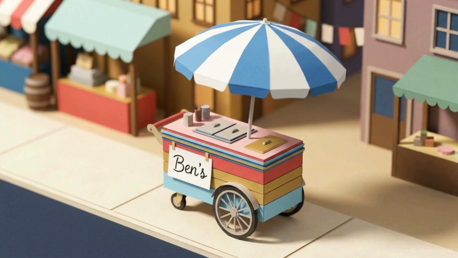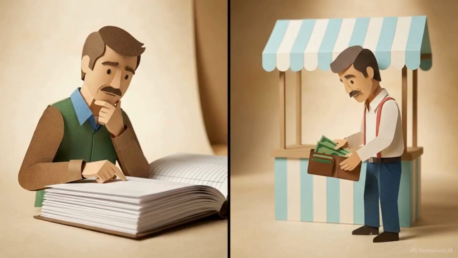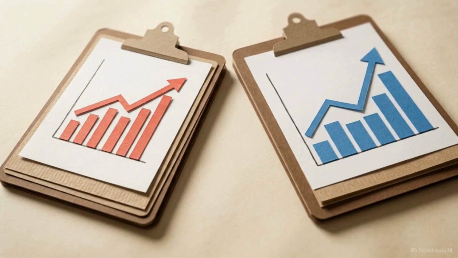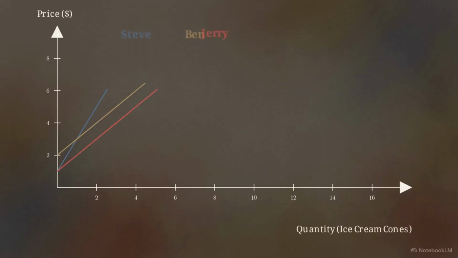Steve isn't the only seller in town. Down the street, Ben has his own cart, and Jerry operates a stand near the park. They each have their own personal supply curves based on their own costs and goals. To understand the entire town's ice cream economy, we calculate the market supply.